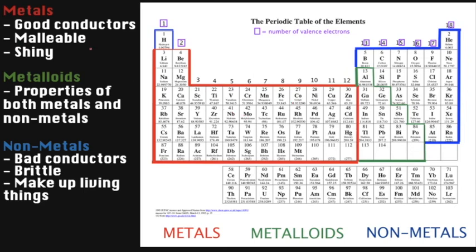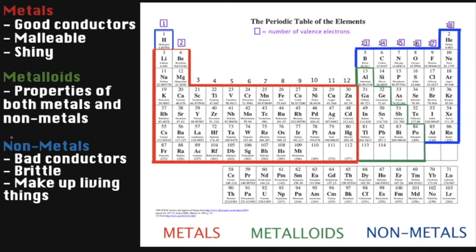They're malleable, so what that means is that you can bend them and shape them into different shapes. Like think of someone who's making a sword, right? They're taking metal and they're banging it and heating it up and turning it into a certain shape, and that's what it means to be malleable. And metals typically are quite shiny. Not all of them, but they're typically quite shiny.